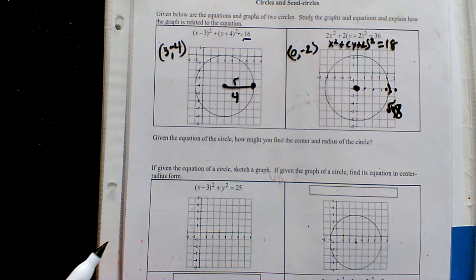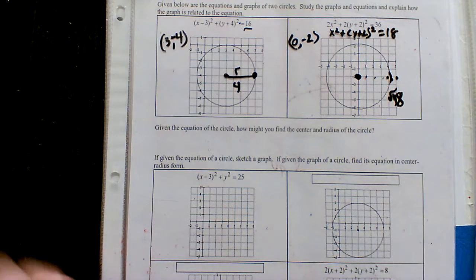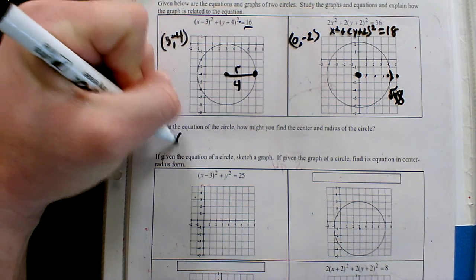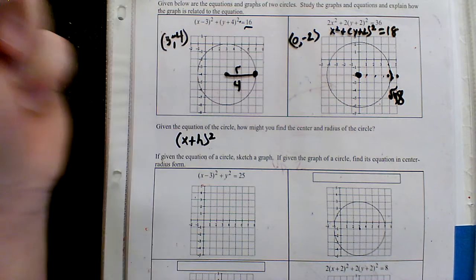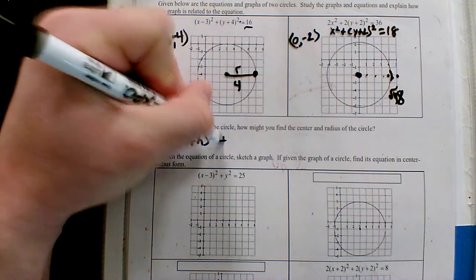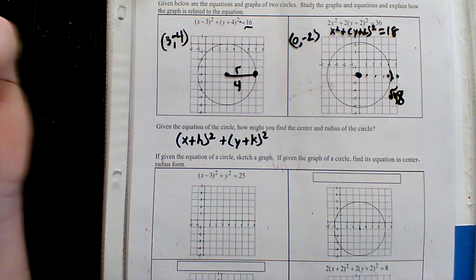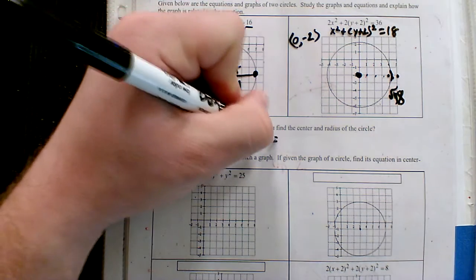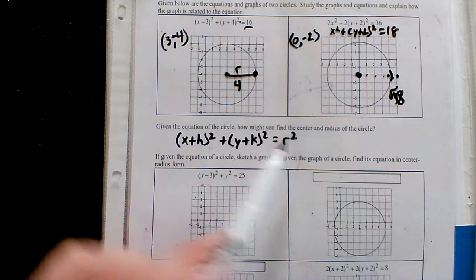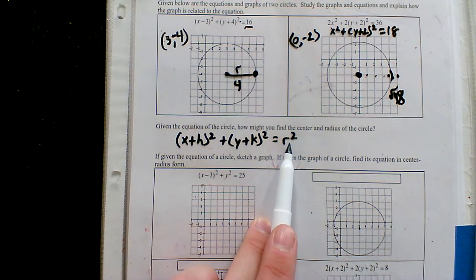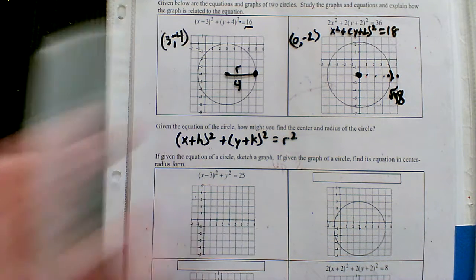Alright, so given the equation of the circle, how might you find the center and the radius of the circle? We've really already talked about that, but we would have the equation (x + h) squared plus (y + k) squared equals r, for the radius, squared. So that's what we figured out up above. The number over here is whatever the radius is squared. The h is the x value from your point, the k is the y value from your point.